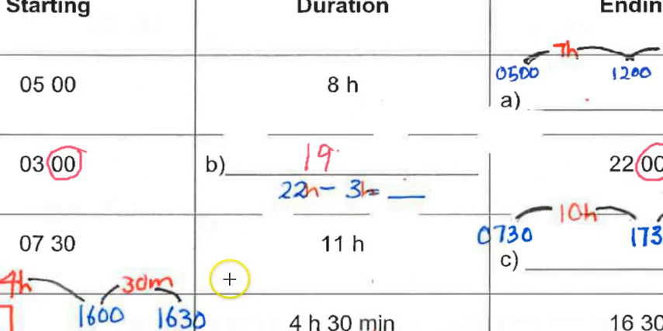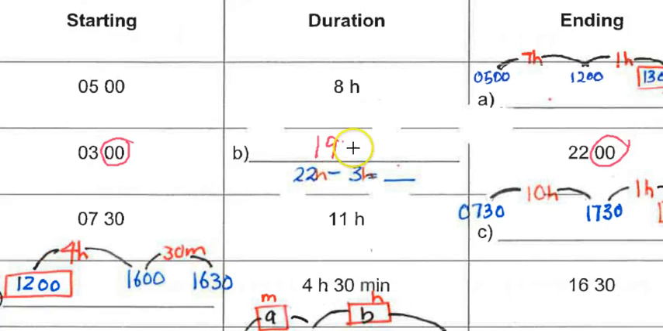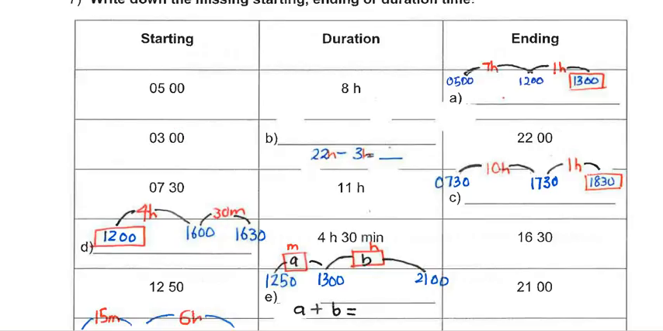19 hours, right? Now for this will be 7:30 starting time given duration, right? All you have to do this way. Can you see? Now for 11 hours you just count this way, right? 7:30, 8:30, 9:30, 10:30. You count for 10 hours, it is 17:30. Add another 1 hour is 18:30. That is your answer here.